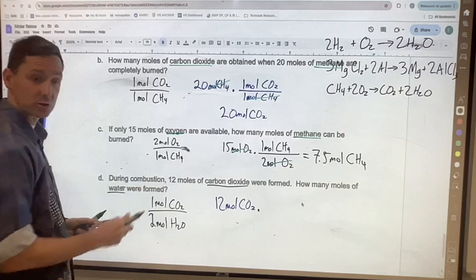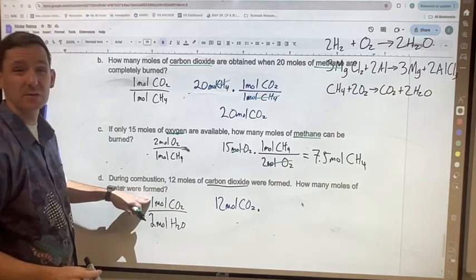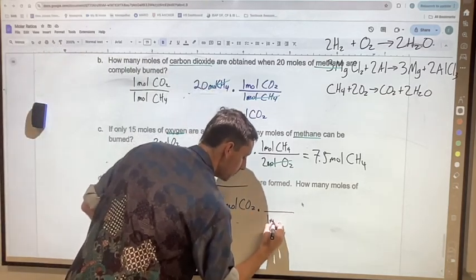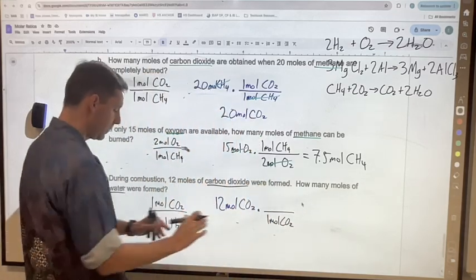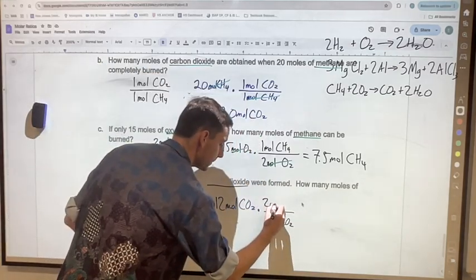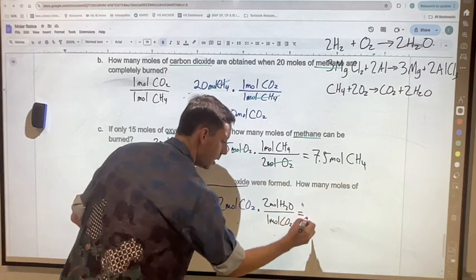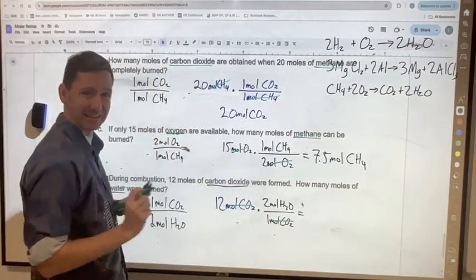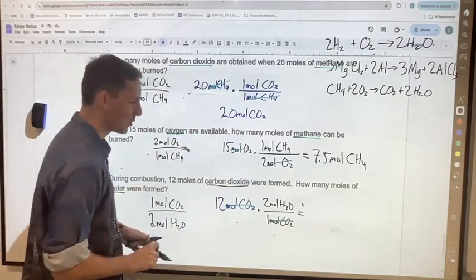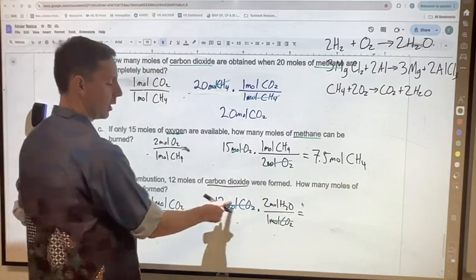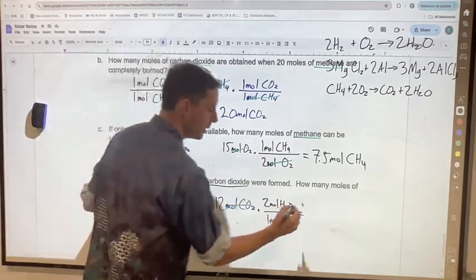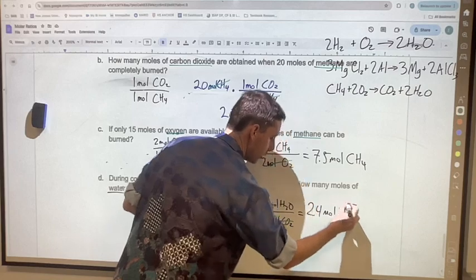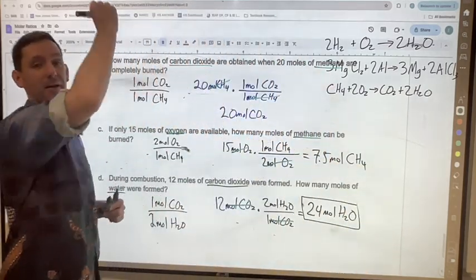Now again, I want the moles of CO2 to cancel out, so I do need the moles of CO2 on the bottom, so I'm going to rewrite it in that way. So I'm going to put the 1 mole of CO2 on the bottom, and I'm going to put the 2 moles of H2O up on the top. We see that the moles of CO2, good job, cancel out, yes! And then we're left with the H2O, so 12 times 2 is 24. So 24 moles of H2O. And we're done.